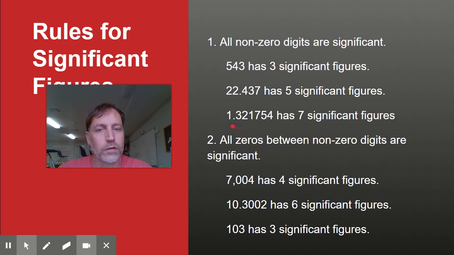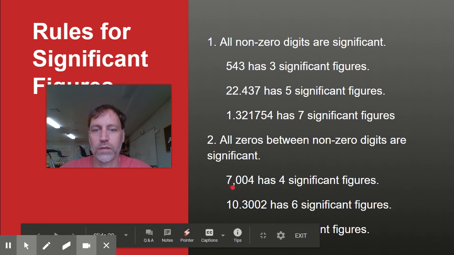Okay. Now, the second rule is all zeros between non-zero digits are significant. So something like 7,004. These two zeros, because they're between a 7 and a 4, which are non-zero numbers, are significant. So that means that they count. There are 4 significant digits here. Okay. Here we have 10.3002. That has 6 significant figures, because we have zeros between non-zero numbers. So it's 1, 2, 3, and then we got these 2 zeros, and they're between the 3 and the 2, so we count all these up as 6.